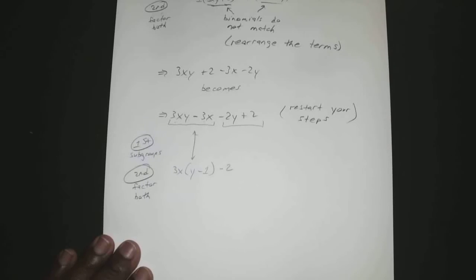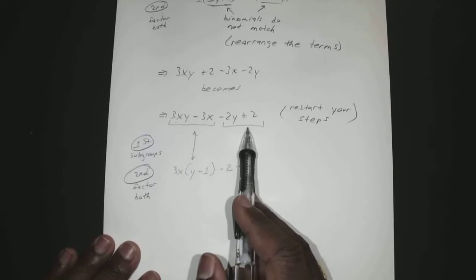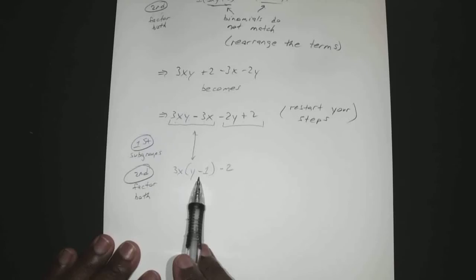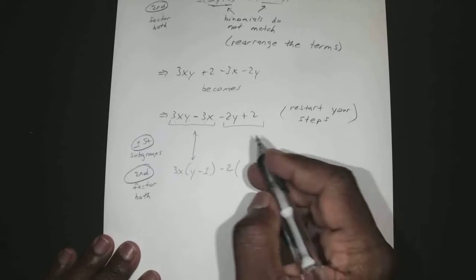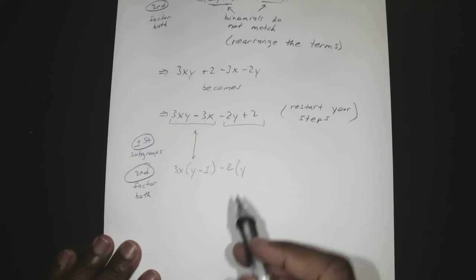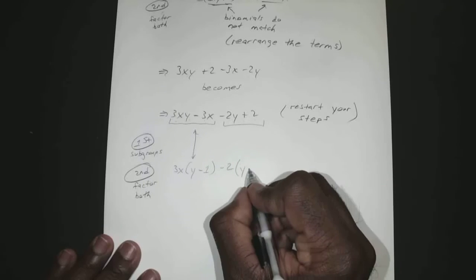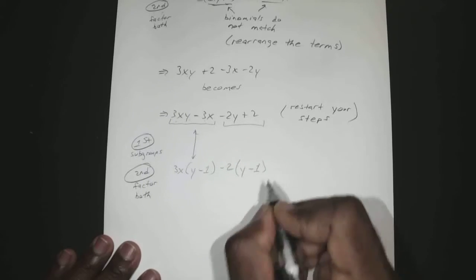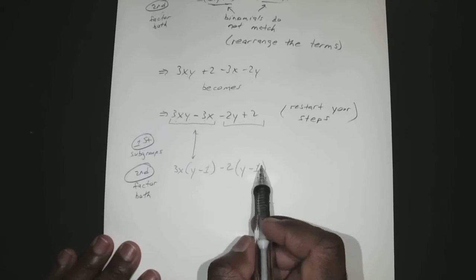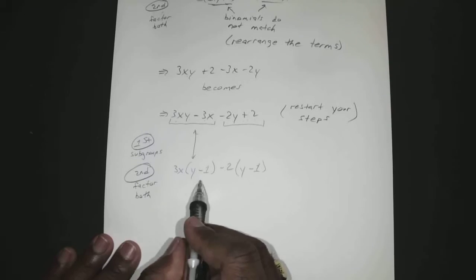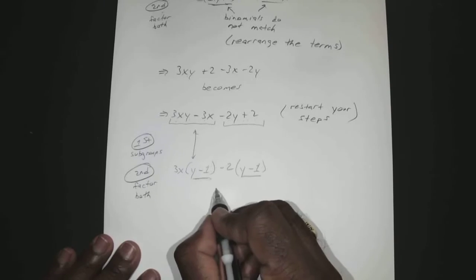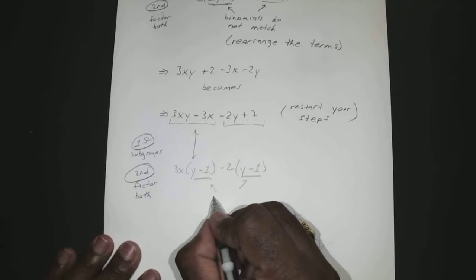and the only reason I knew to factor out a negative 2 is because this is plus, and we want these to match. So we want that sign to change. So if we factor out a negative 2 here, that leaves us with y. And we factor out a negative 2 here, that leaves us with a -1. Because if we distribute that back out, we want to have that as a +2. Okay, so now we know our binomials match.